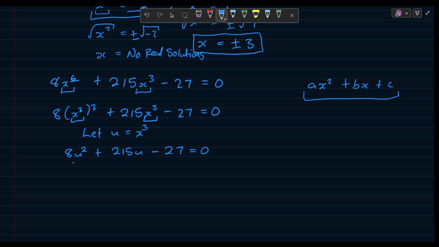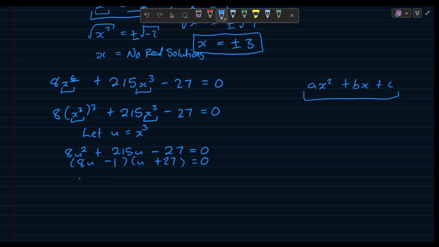We can factorize this: 8u and u here, is equal to 0, and we can say positive 27 here and negative 1. 8u times 27u gives us 216u, minus this u, which gives us 215u. Again, use whatever method you prefer to solve your quadratic.